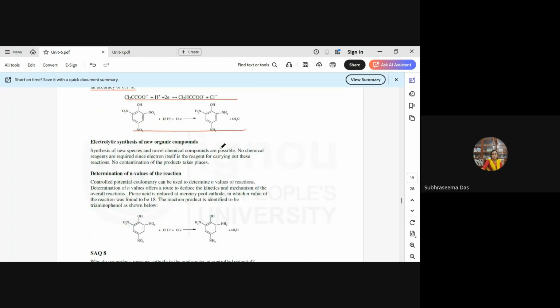Electrolytic synthesis of new compounds. Even synthesis of new compounds and chemical species has been carried out by the process of coulometry because it avoids the possibility of contamination.